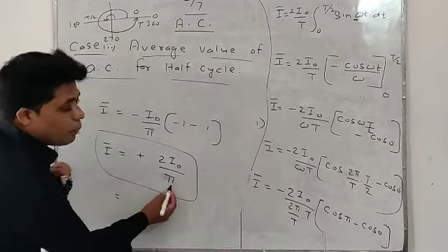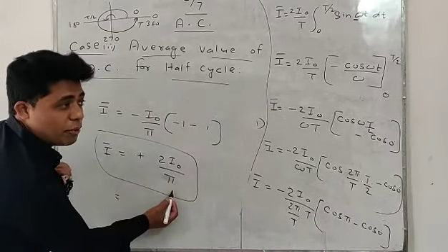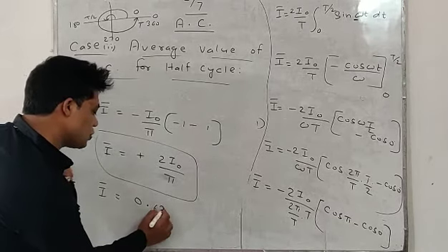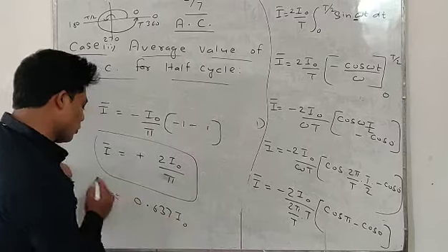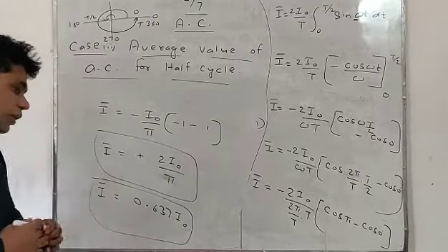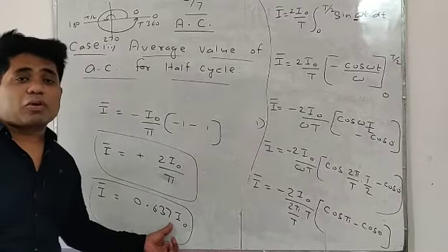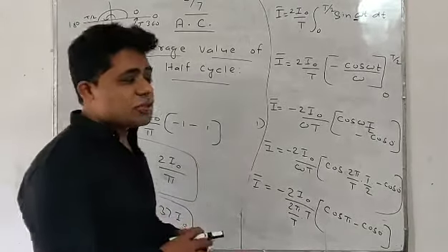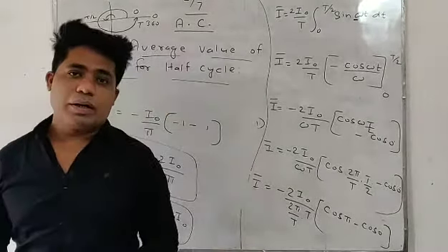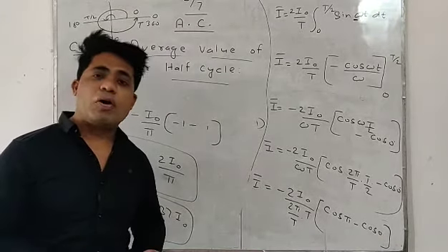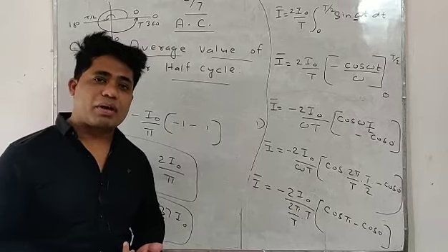Since pi is 3.14, when 2 is divided by 3.14 we get I bar equals 0.637 times I naught. It means the value of alternating current for a half cycle is 0.637 times its peak value. So this was the simple description of alternating current. We did the definition, and we found the average value for the full cycle and the half cycle. Okay, students.